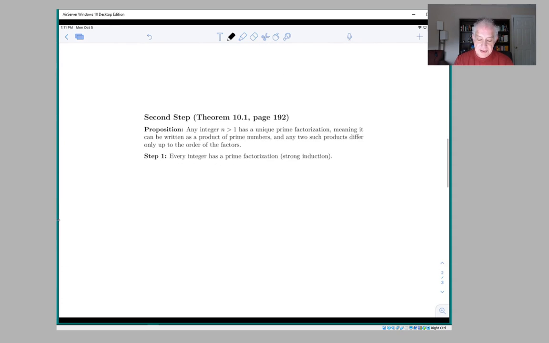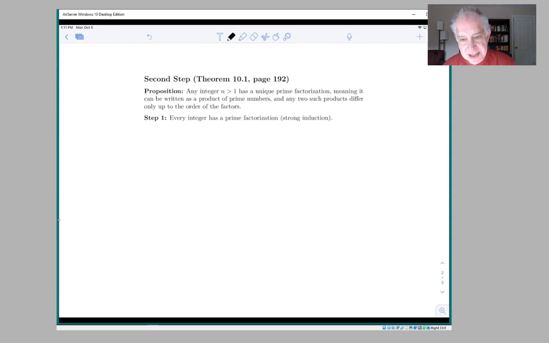Now we have to go on to the next step, and we're going to take on the theorem itself, which says that any integer n has a unique prime factorization, meaning that it can be written as a product of prime numbers, and any two such products differ only up to the order of the factors. So there's really two parts to this theorem. First, that you have a prime factorization, and second, that it's unique. So we're going to take the first part first, that every integer has a prime factorization, and we're going to do this by strong induction. So here's the proof of the first part.